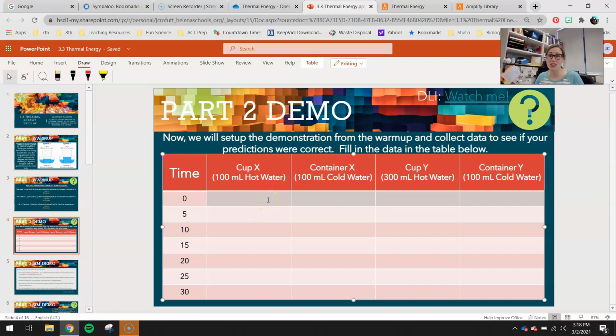Those of you in class will be doing this in class and taking turns as groups to record your data on the board and getting this as a whole. So you will be coming back to this little table on slide 4 a lot to enter in your 5-minute data from 0 to 30 minutes. Okay, so again, you will be collecting temperature for cup X, container X, cup Y, and container Y over a 30-minute time period, every 5 minutes. Okay? All right, moving on.